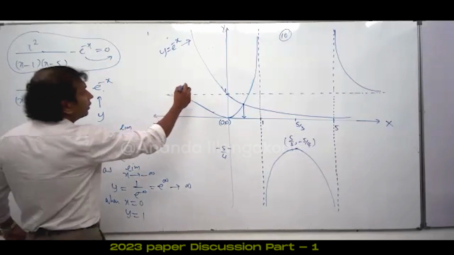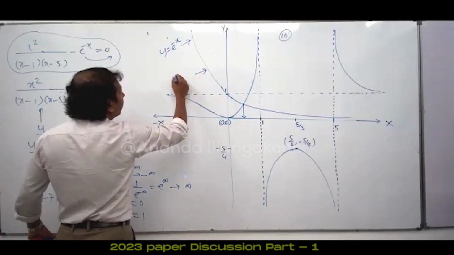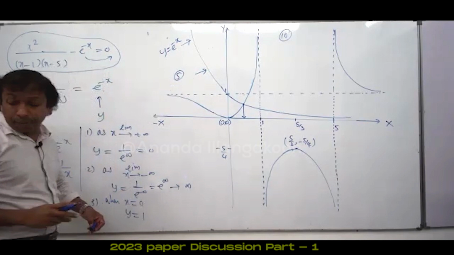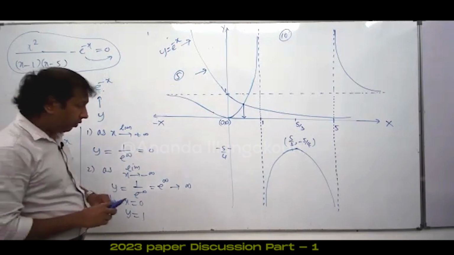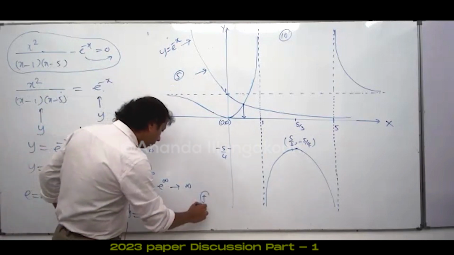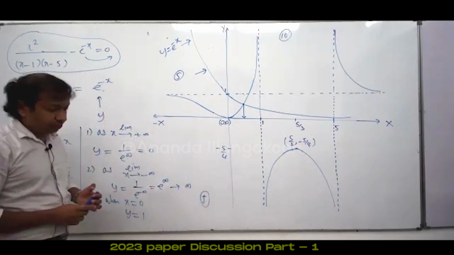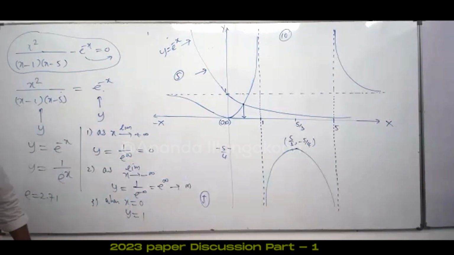Right, people, for the graph y equals e to the power x, 5 marks given, and finally the explanation this way, other 5 marks. This is the end of this question. Right.